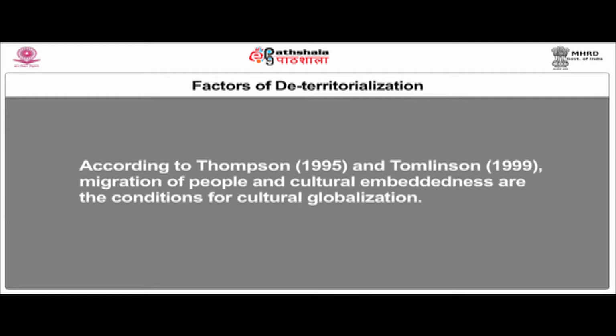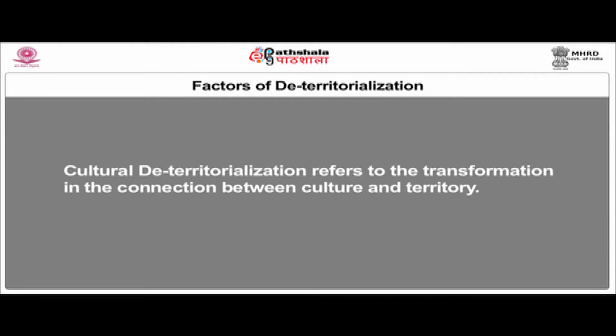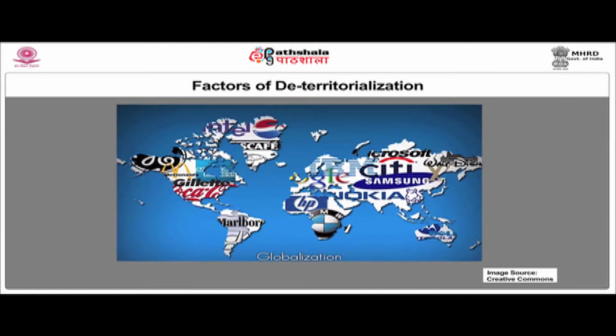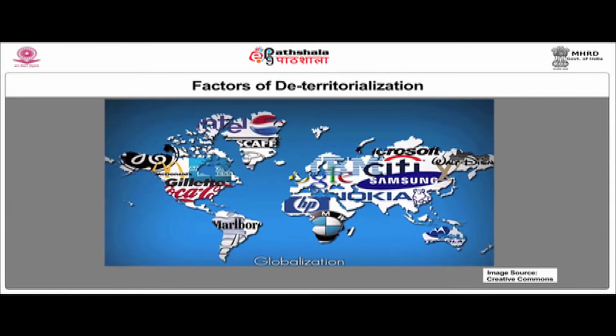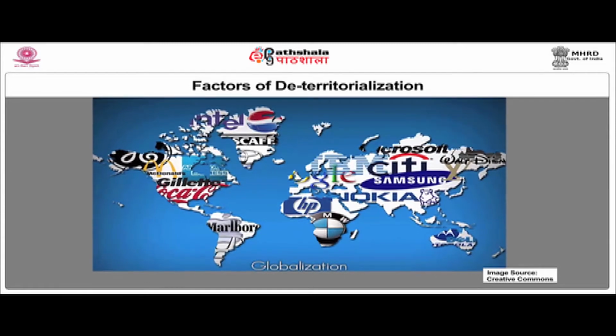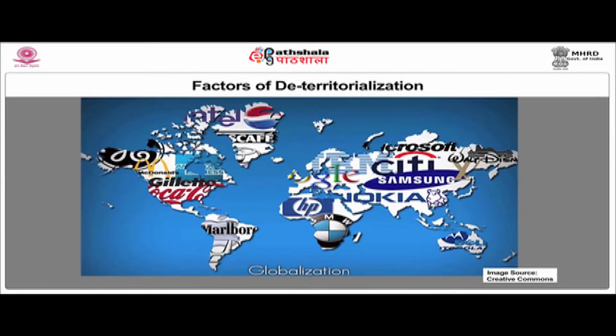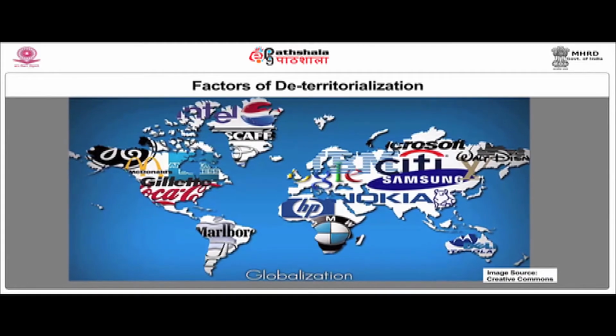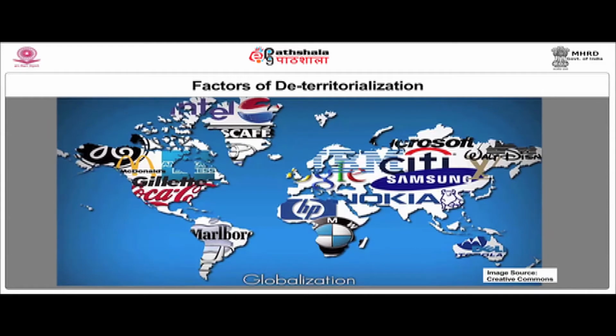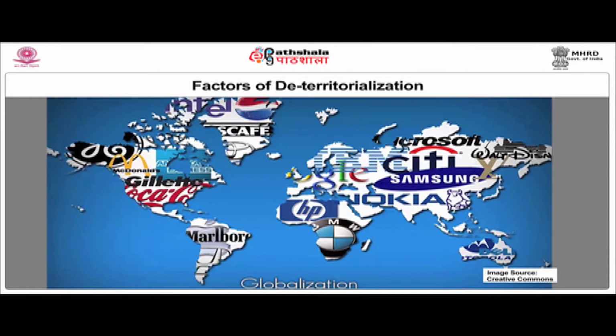According to Thompson and Tomlinson, migration of people and cultural embeddedness are the conditions for cultural globalization. Cultural deterritorialization refers to the transformation in the connection between culture and territory. Globalization is considered to be a disrupting element between culture and territory, due to which cultural experiences, identities and practices are being separated from the places they originally belong to.